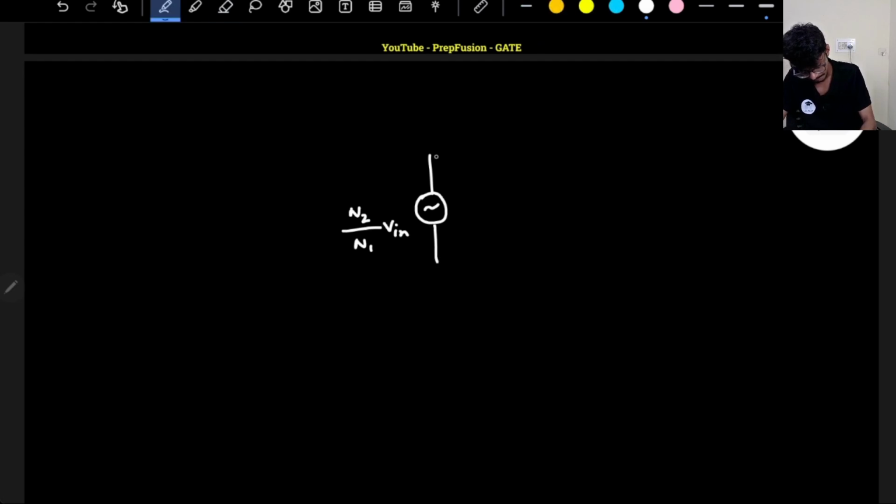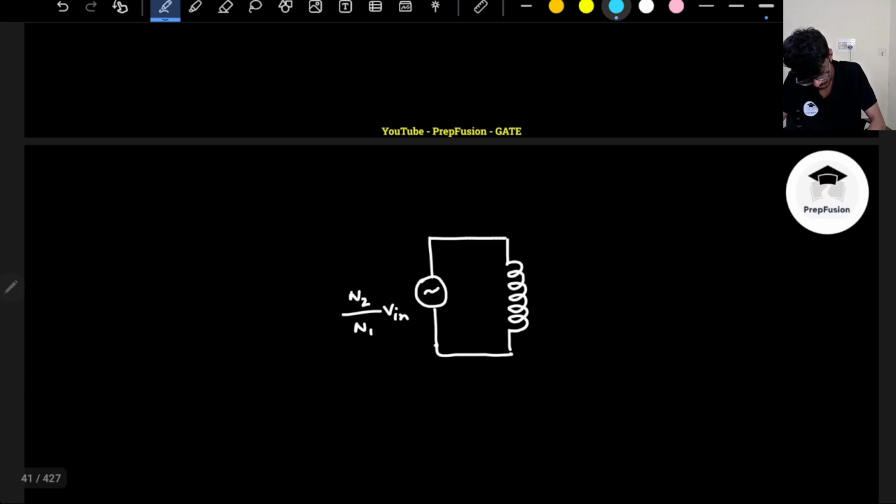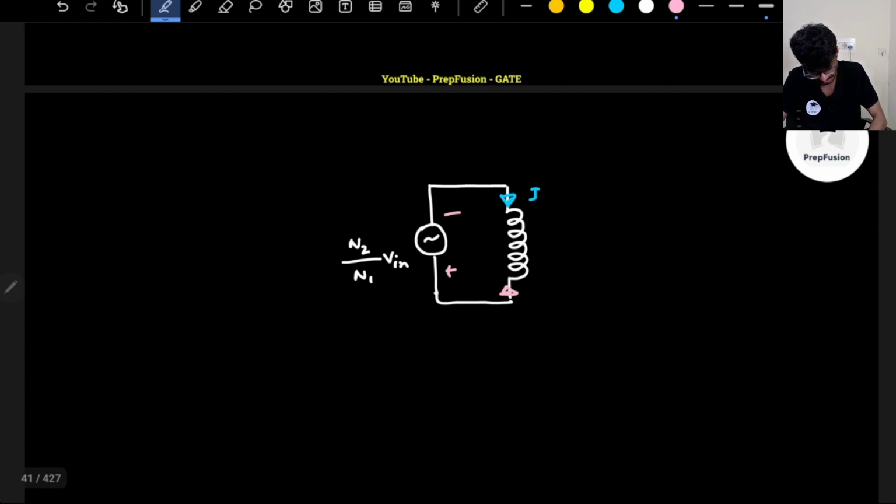Okay, and here I have an inductor, and its current is this I. This is the instantaneous polarity: basically, instantaneously this is plus and this is minus. So what will happen is my assumed actual current will flow, because all this is a load. This is an inductor, right? It cannot generate current by itself; it will take the current in an AC circuit. So N2 by N1 into Vin, this is my reference current.